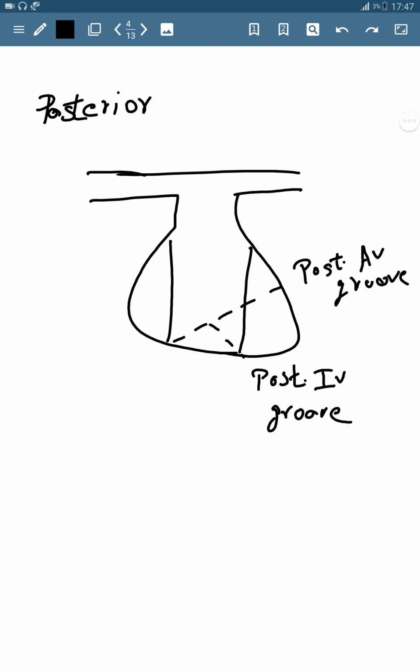This is the posterior surface of the heart. This is left atrium, right atrium, right ventricle and this left ventricle. So it is the posterior atrioventricular groove which separates the left atrium and right atrium from the left ventricle, and this is the posterior interventricular groove which separates the right ventricle from the left ventricle. This is the posterior surface of the heart.